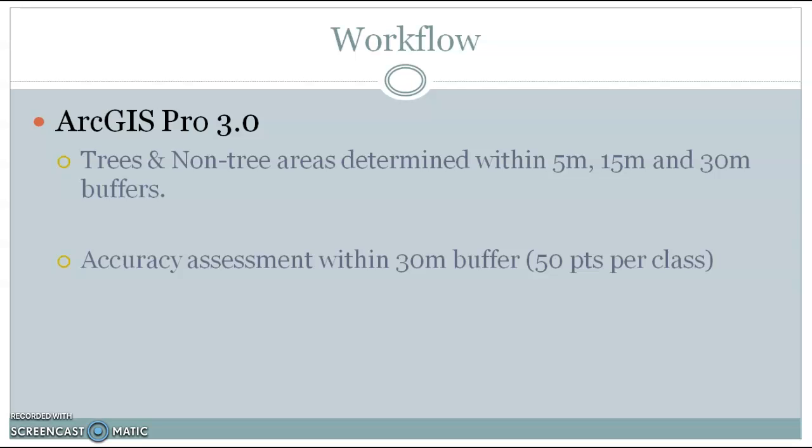I determined the percent area of the tree and non-tree classes within 5, 15, and 30 meters for each stream. And then I created accuracy assessment points within the 30-meter buffer zone and created confusion matrices. And these were all done back in ArcGIS Pro 3.0.